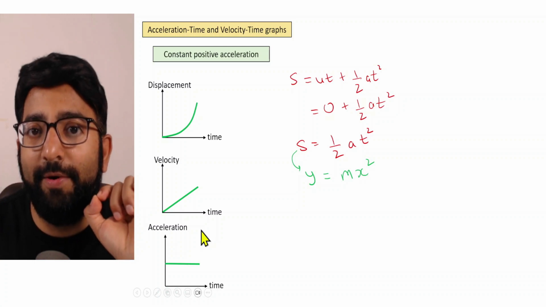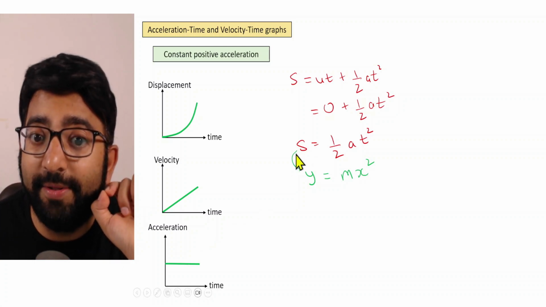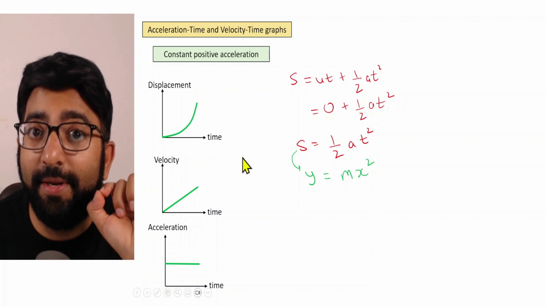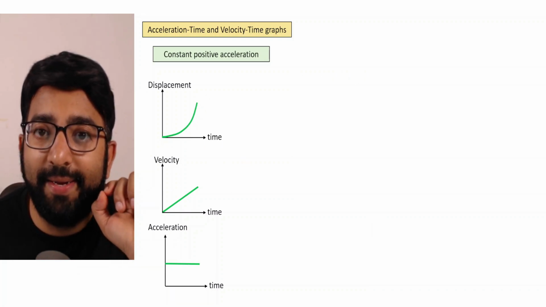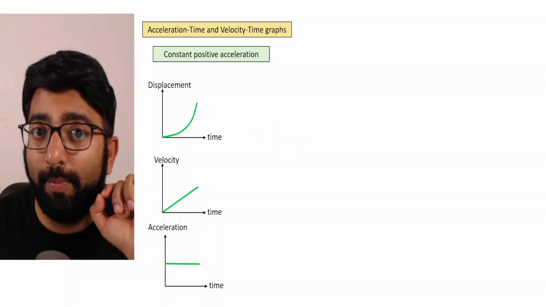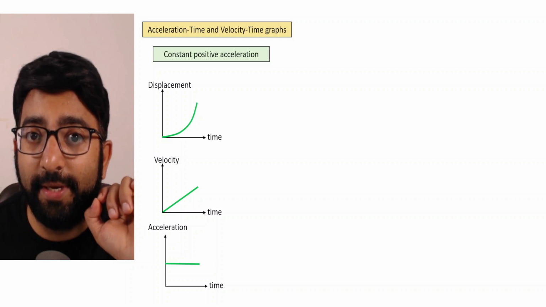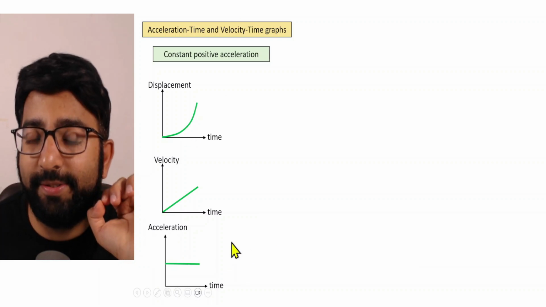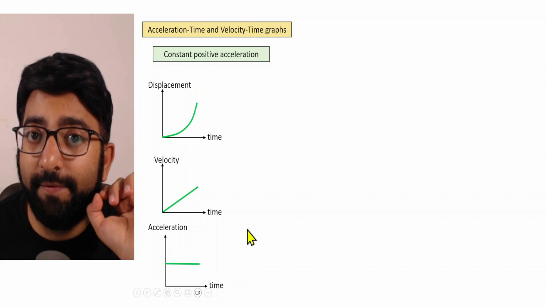And from this point onwards, please remember the shortcut. Whenever the acceleration is positive, the displacement time graph is an upward facing parabola. But if the acceleration is negative, then the shape will be a downward facing parabola. We are going to consider that case as well. But the graphs which I have drawn here are one sub case valid for a constant positive acceleration.